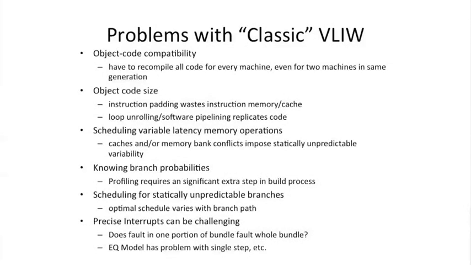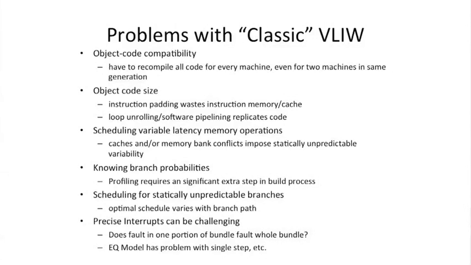Scheduling for statically unpredictable branches. This gets very hard. There are some techniques to solve this. There is something called predication, which we'll talk about in a few slides, that helps to solve this. So you can add things back into your VLIW architecture to deal with short branches that are very hard to predict, or data-dependent branches.